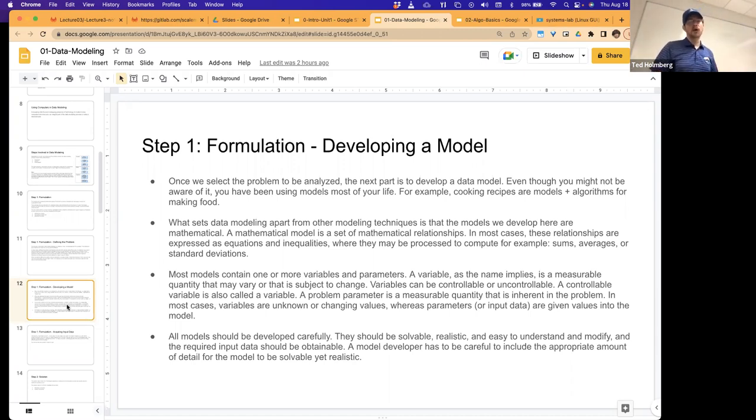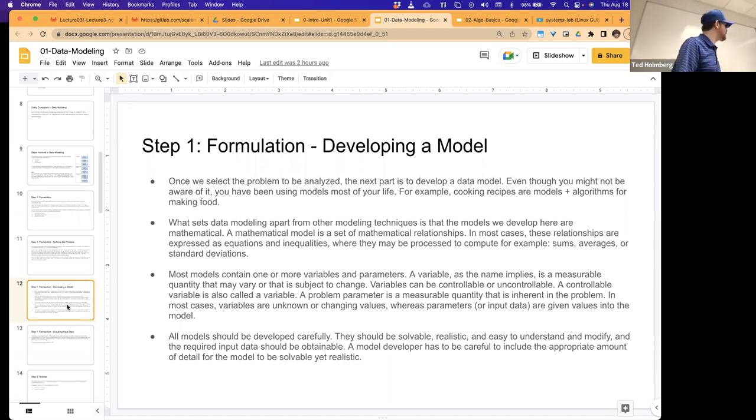Most models contain one or more variables and parameters. A variable, as the name implies, is a measurable quantity that may vary or that is subject to change. Variables can be controllable or uncontrollable. A controllable variable is also called a decision variable. A problem parameter is some measurable quantity that is inherent to the problem. In most cases, variables are unknown or changing values, whereas parameters, or our input data, are given values into the model.